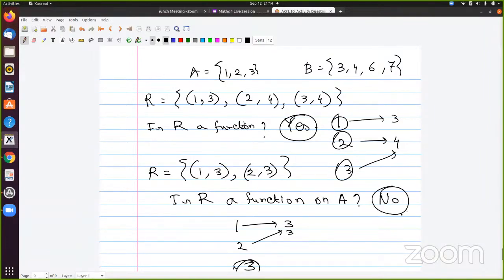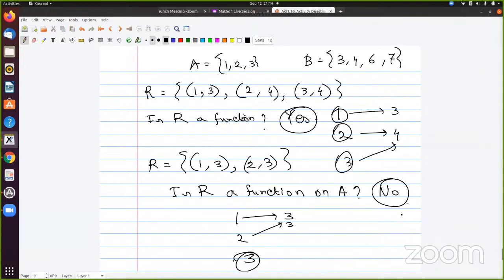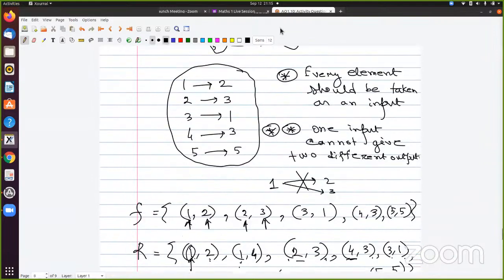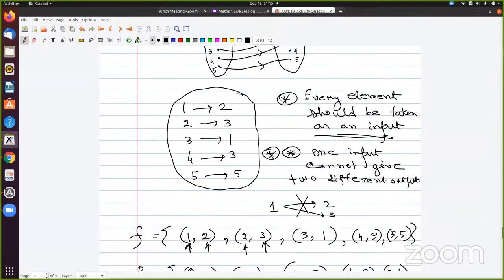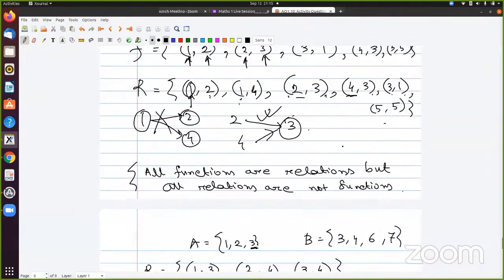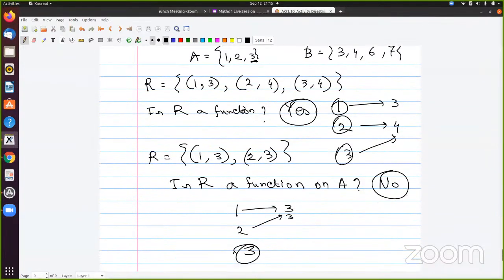Is it clear? I didn't get it, sir. Here 1 is going to 3, 2 is going to 3, but 3 is there in A, and I have not taken 3 as an input. That means we did not satisfy the first condition, right? That means we have to collect all these inputs. Exactly. Clear? Yes, sir. So 3, I don't know where it goes because I have not taken 3 into account.